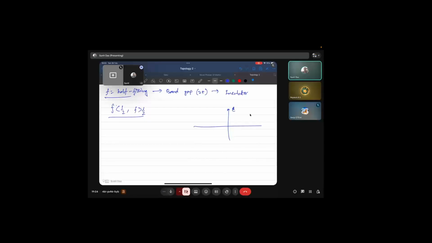Hello, yeah, Sunit. So are we assuming that both A and B have single electrons each, which can hop from one to the other?